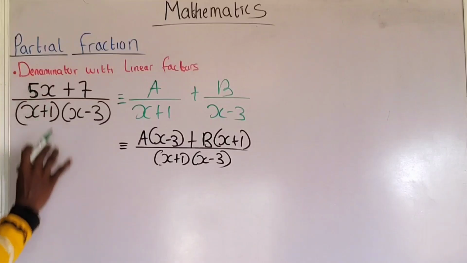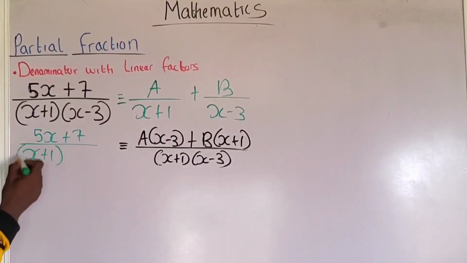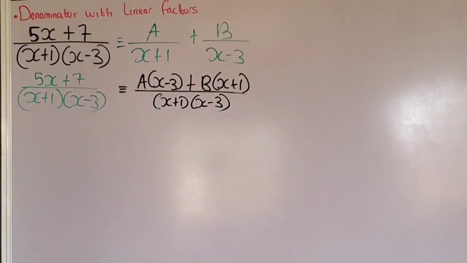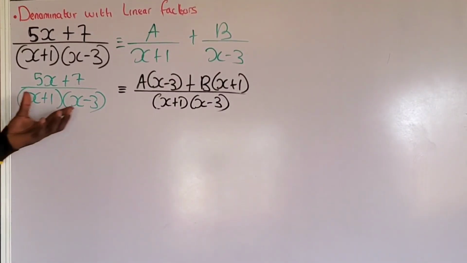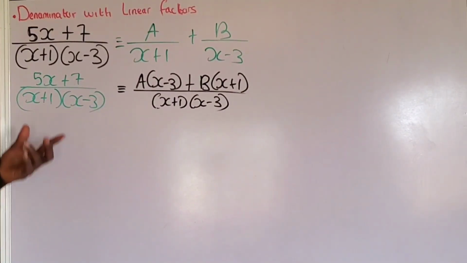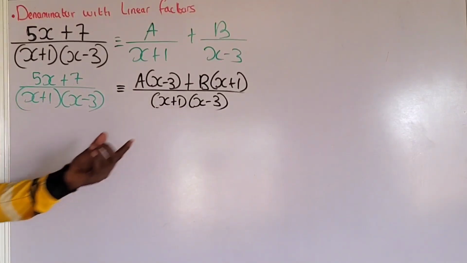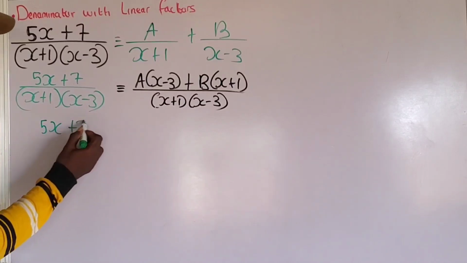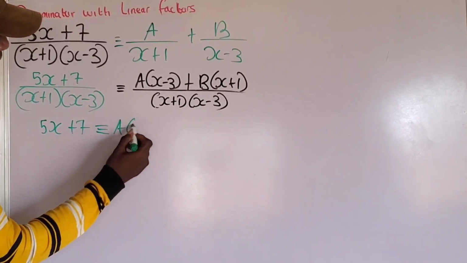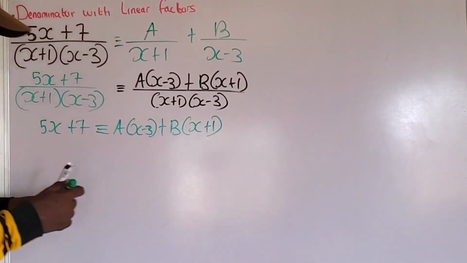Just bring down this fraction. I'm going to have 5x plus 7 all over x plus 1 multiplied by x minus 3. Do you understand? Okay, so I'm very sure you understand how we got here. Now, if you compare the left hand side and the right hand side, you will discover that the denominators are equal. We have x plus 1 and x minus 3 here, we have x plus 1 and x minus 3 here. That means that the numerators will also be equal. So I'm going to equate the numerators. So I'm going to have 5x plus 7 is equivalent to A multiplied by x minus 3 plus B multiplied by x plus 1.